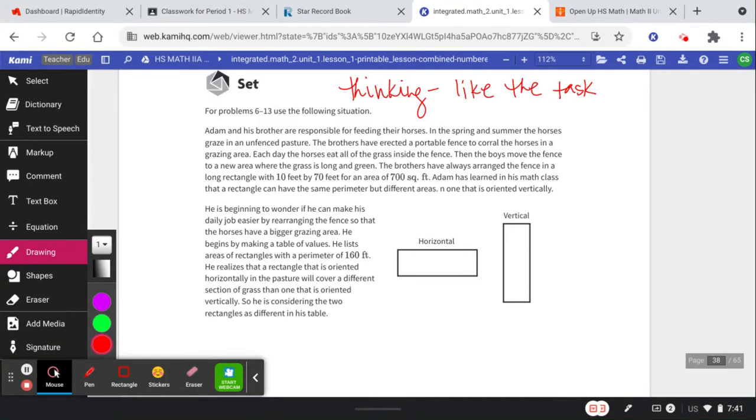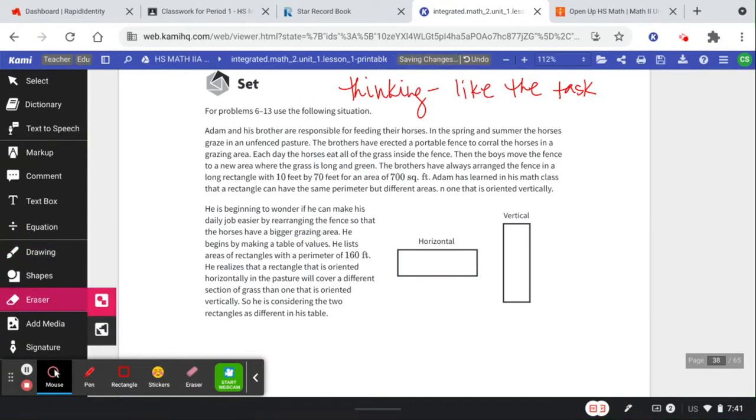Adam has learned in his math class that a rectangle can have the same perimeter but different areas. So he's beginning to wonder if he can make this daily job easier by rearranging the fence so that the horses have a bigger grazing area. He begins to make a table of values. He lists the areas with a perimeter of 160.